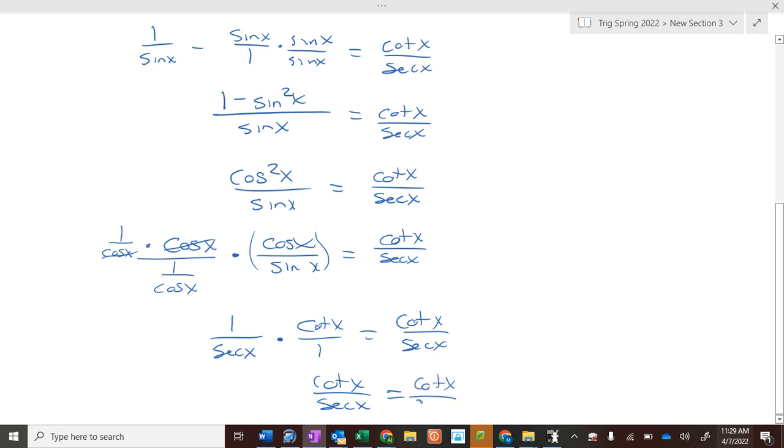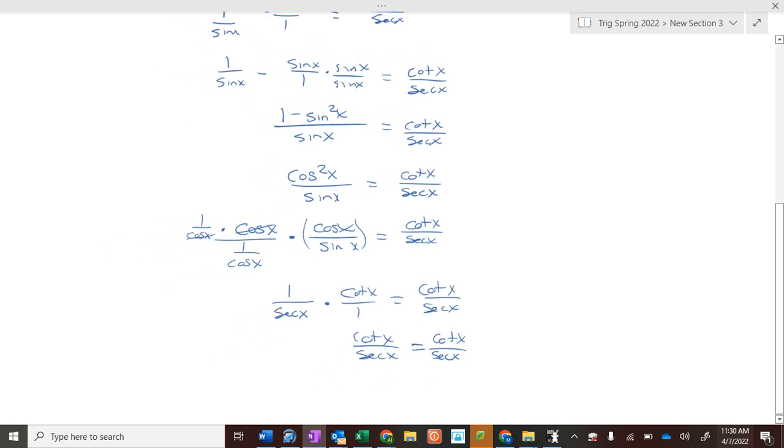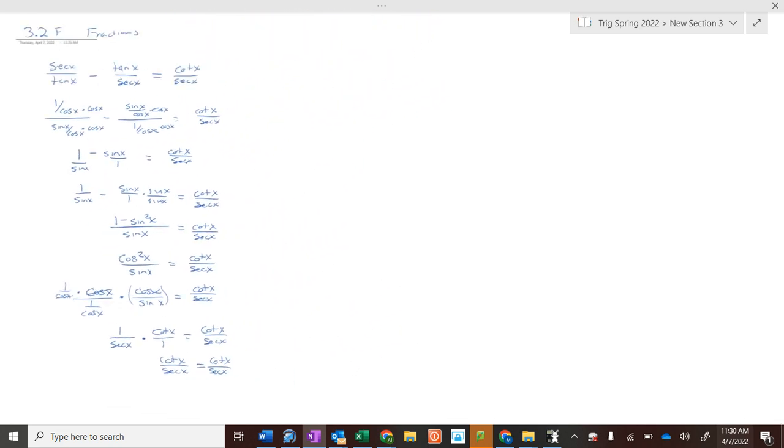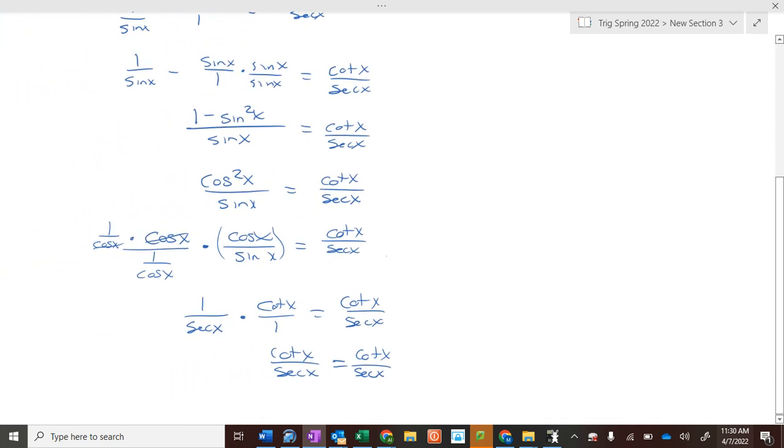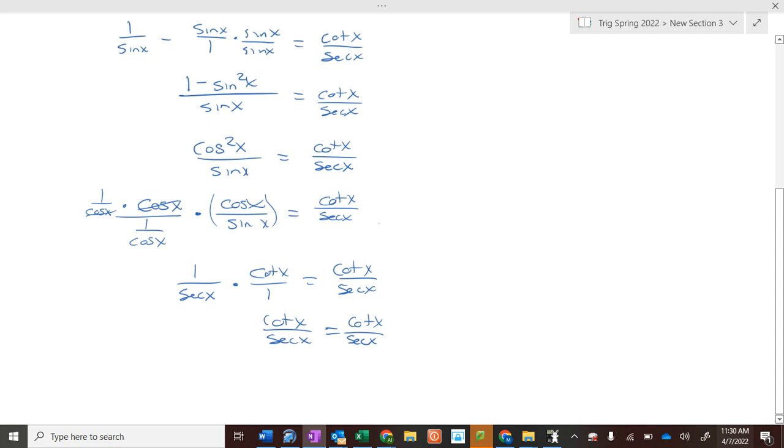So, as you can see, we upped the level just a little bit on this. 1, 2, 3, 4, 5, 6, 7, 8, 9 steps on that one. So when we start dealing with fractions, there's a little bit more work that goes on. Let's do another one.